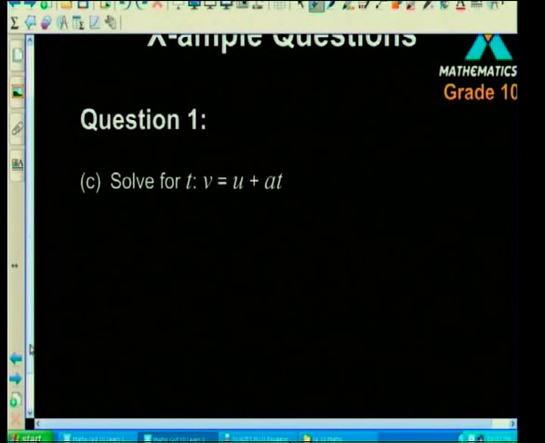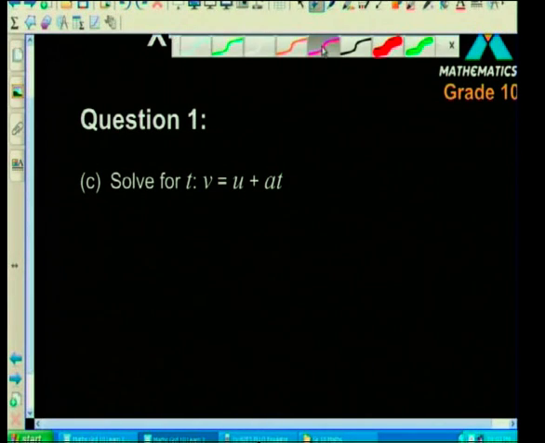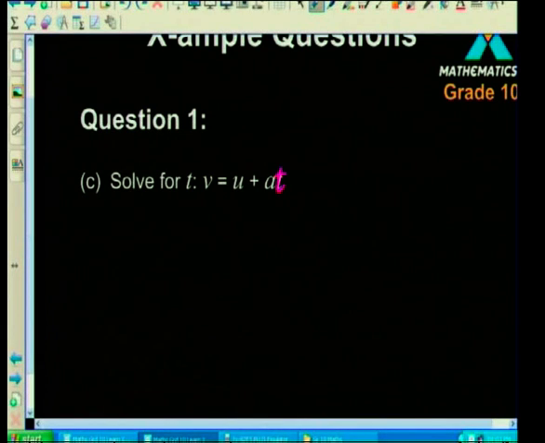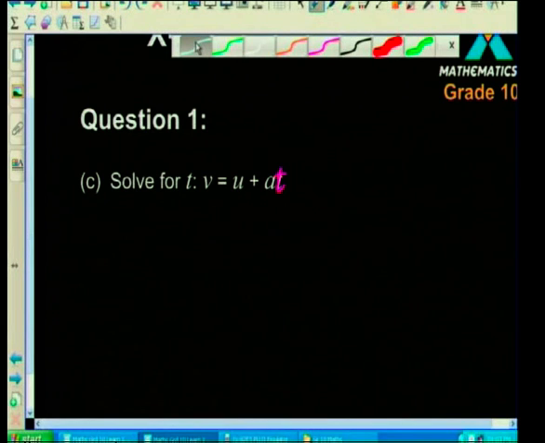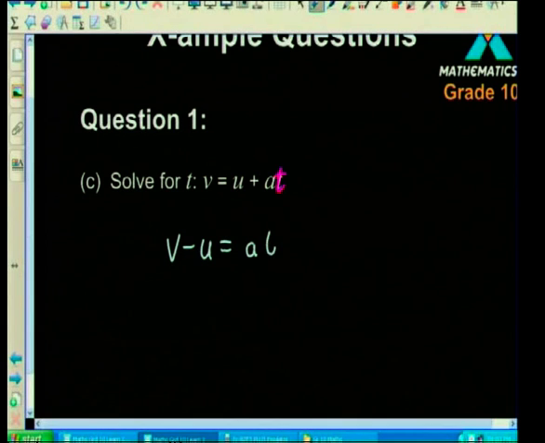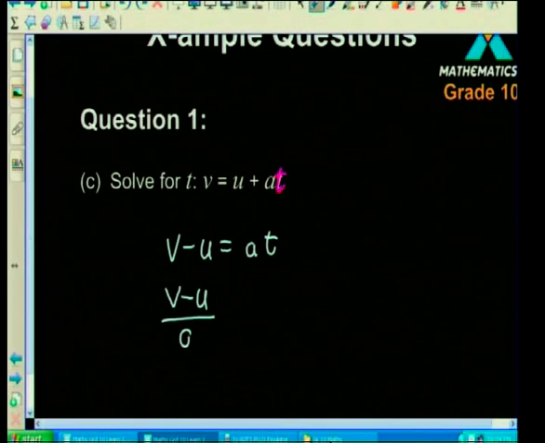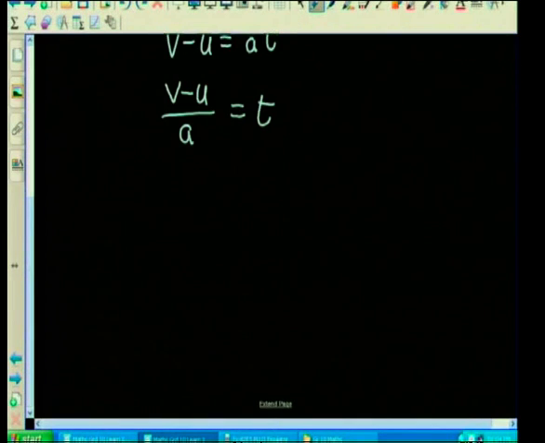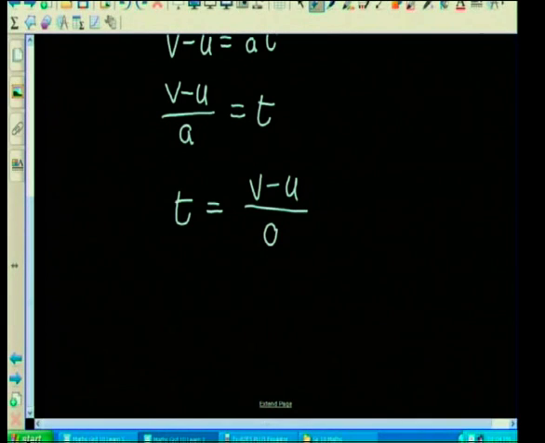We need to solve for t. It's not too difficult. There it is. And let's rearrange things. Now I'm going to start by moving the u. So it's v minus u is equal to at. How do I get rid of the a? Well, it's multiplying on this side. So I'm going to divide both sides by a and make it equal to t. And we've solved for that. I'm just going to rewrite it neatly. T is equal to v minus u divided by a.